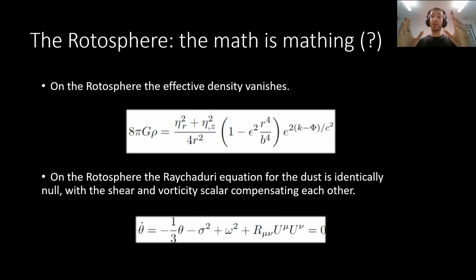Mathematically, it's the surface on which the density goes to zero before becoming negative, and therefore the point at which we hit the background, in which what is left are quasi-local sources of gravitational energy, and we're not looking anymore at densities, at real proper matter, but only at the coarse-grained approach. On the same surface, we have also found the Raychaudhuri equation of the dust to be identically null, with the scalars of the vorticity and shear compensating each other. There are other properties we are still working out.